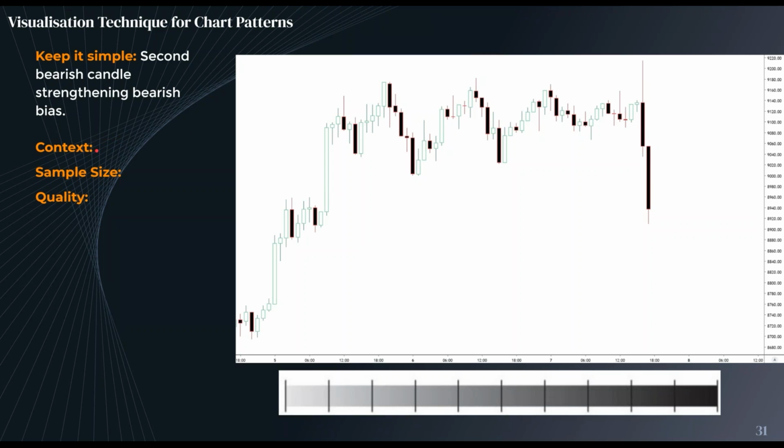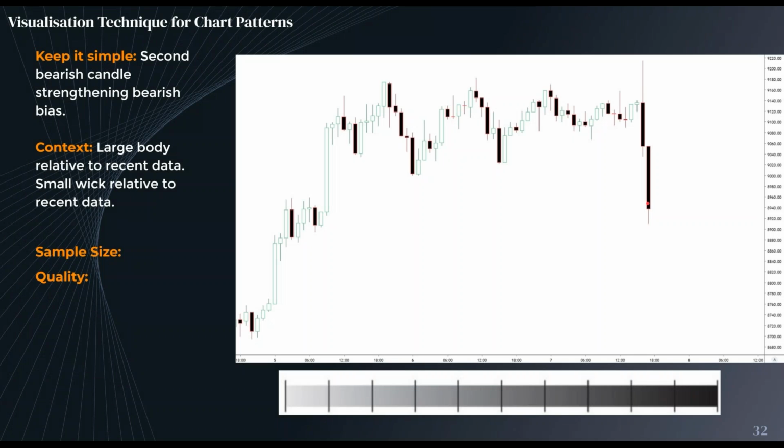Now we bring in the most important thing, context. So in context, how important is this candle? Well, it's bigger than the previous one. It's bigger than any of these candles during this neutral period, and the bulls had a very, very pathetic attempt at reclaiming their ground. So our bearish bias will have significantly increased. Large body relative to the recent data, small wick relative to the recent data. That's how we do context, just everything relative to recent data.